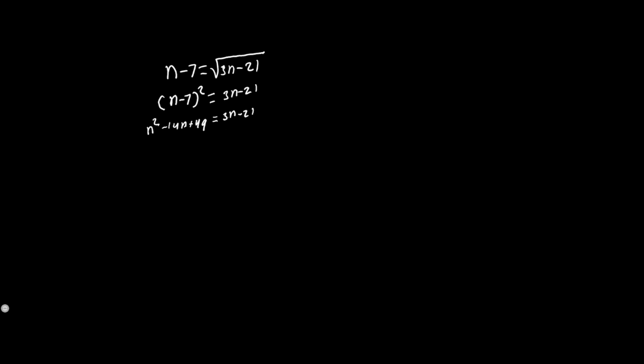Here we're going to go ahead and subtract 3n, giving us n² − 17n, and we're going to add 21 to both sides, which is plus 70 is equal to 0. So here we can go ahead and try to solve n² − 17n + 70 is equal to 0. So two numbers that multiply to 70 but add up to negative 17.